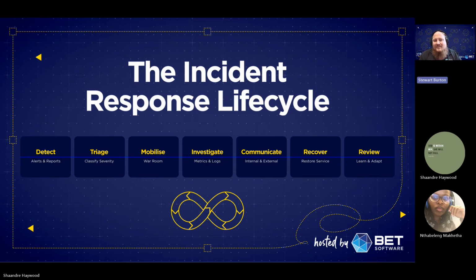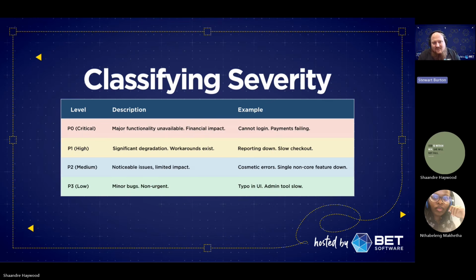So we classify severity often using P0 to P3. In our space or BET software, people also refer to those as sevs or severities. So you can go Sev 1 to Sev 4 on a scale. And just to break this down for you quickly, P0 or Sev 1 is critical. So major functionality unavailable for a large subset of users, right? So serious financial, reputational, or safety implications. It is really, really bad.